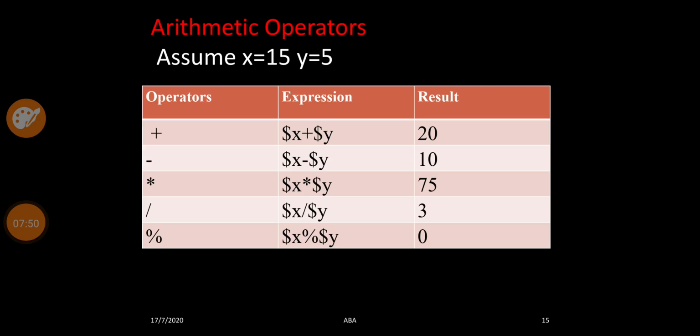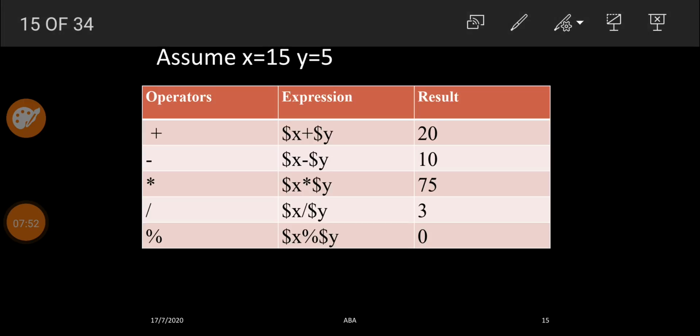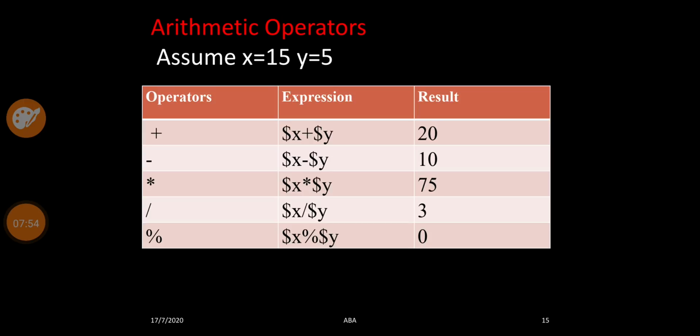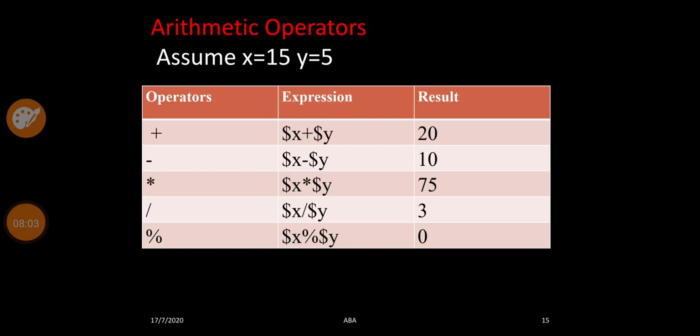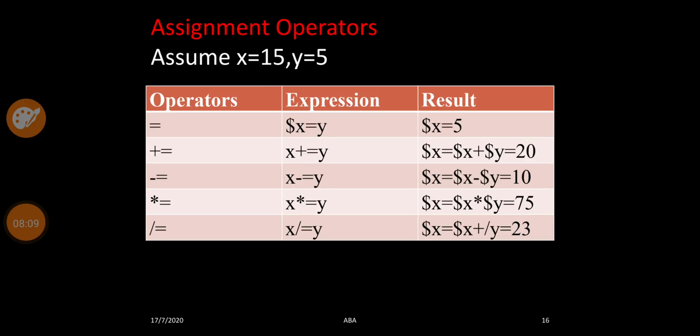Then arithmetic operators: plus, minus, star, slash, then modulus. So $x plus $y, where x is 15 and y is 5, you will get the output as 20. Then x minus y is 10. Assume that x is equal to 15 and y is equal to 5. Based on that, you evaluate the value.